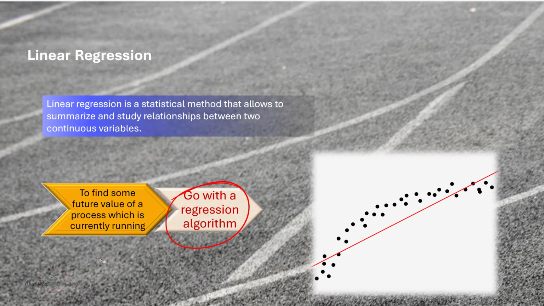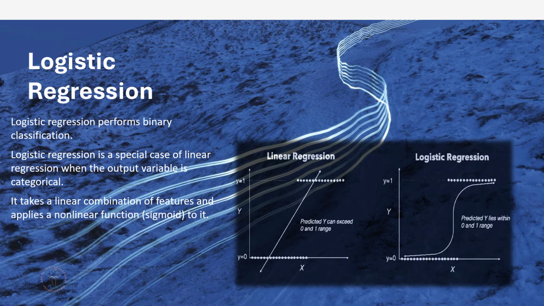Now, apart from the linear regression algorithm, we've got another model called logistic regression. Don't get confused, guys, when we say logistic regression. It's not for regression tasks, but it is used primarily for binary classification. Remember the term, it is used primarily for binary classification. And it's a special case of linear regression where my outcome variable is categorical in nature.